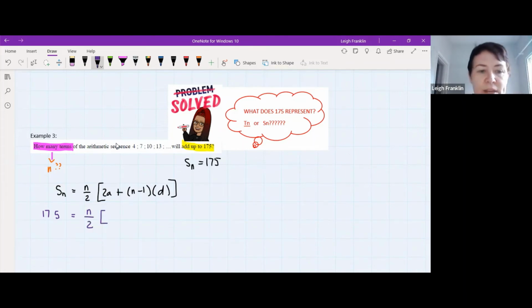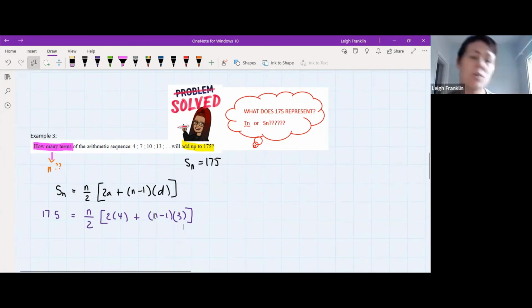When we look at the pattern, we can see that a is 4. That's the first term in the pattern. We don't know what n is. Remember, that's what we're calculating. So we're going to have to write that as n minus 1. And the difference in this case is going to be positive 3. Now we have subbed into the correct formula. We can use the Sn formula to calculate n in this case because they gave us what Sn is, unlike example number 2.